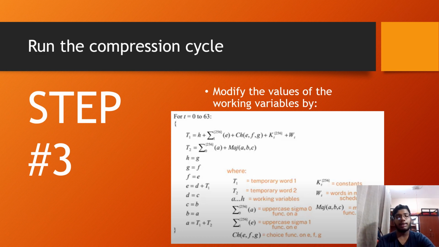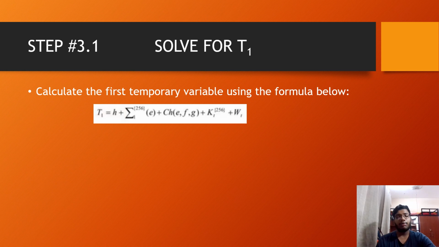Let's start with T sub 1. The formula simply means that we have to take the working variable h and the uppercase sigma 1 of e of the working variables e, f and g. We also need to take one word in the message schedule denoted by w sub t and its corresponding constant k sub t. We simply have to add all the 5 values together, and we have to take the sum modulo 2 to the 32 also. We also perform the modulus function after getting the sum to contain the number of digits to 32 bits.